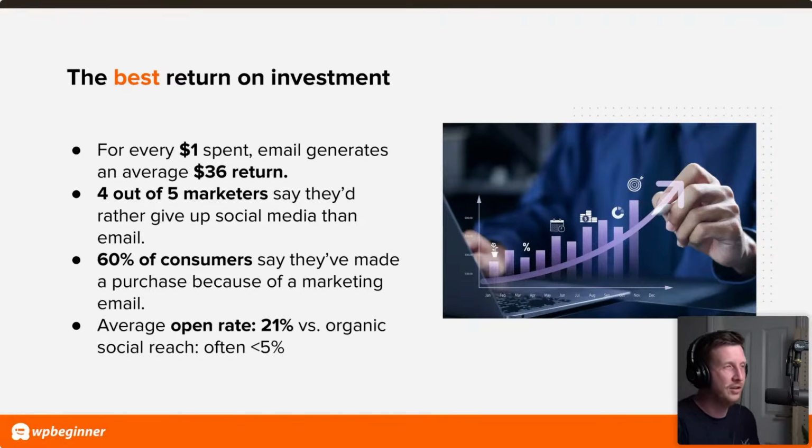So I've shown you Constant Contact quickly, and I'm going to show you the tool to connect it to your WordPress site to build your email list up there as well. Also, 4 out of 5 marketers say they'd rather give up social media than email. 60% of consumers say they've made a purchase because of marketing email. And the average open rate, as of the research that I did, is 21% versus organic social reach, which is often around 5% or less.